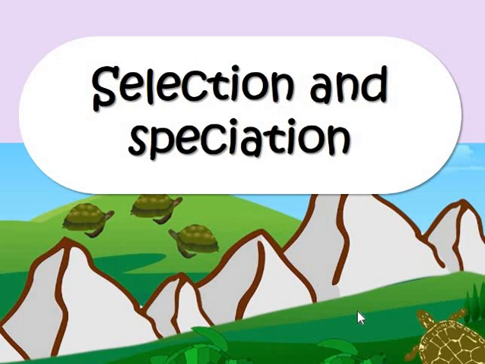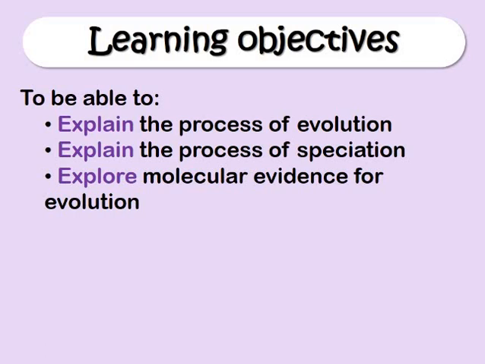Today we will be looking at selection and speciation. Our learning objectives for today are to explain the process of evolution and to explain the process of speciation. Both of these are going to be refreshers from first years. And finally, we'll be exploring the molecular evidence that can be used for evolution.